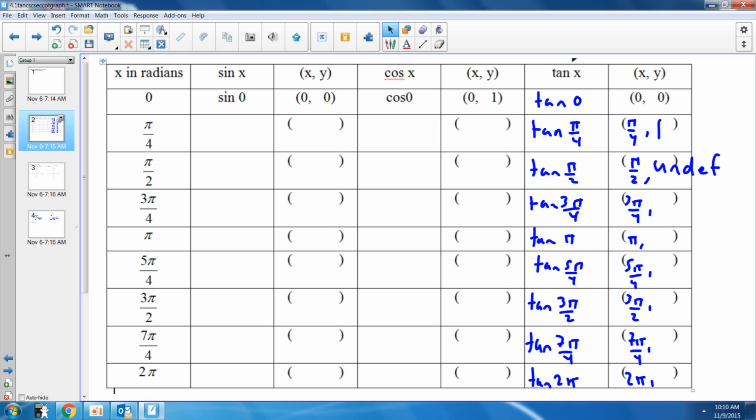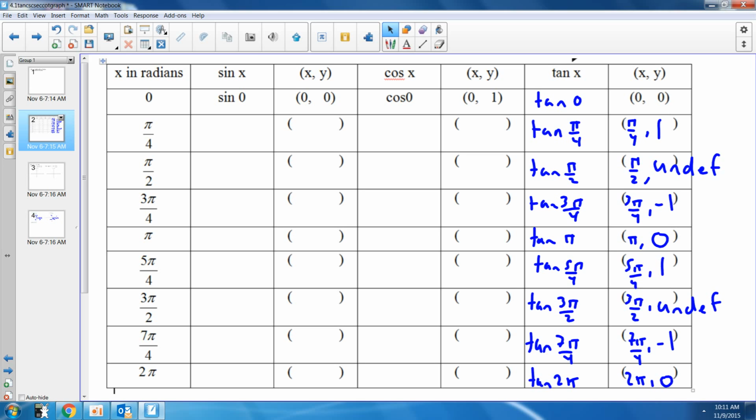3 pi over 4. Tangent 3 pi over 4. It's in the second quadrant. That's going to be a -1. Tangent of pi is going to be equal to 0. Tangent 5 pi over 4, that's in the third quadrant. That becomes +1. Tangent 3 pi over 2 is undefined again, -1 and 0. You can kind of see that there's a pattern there as you fill out those numbers and you go along.